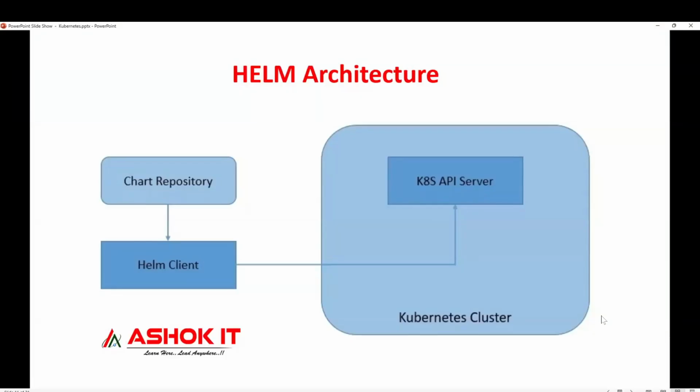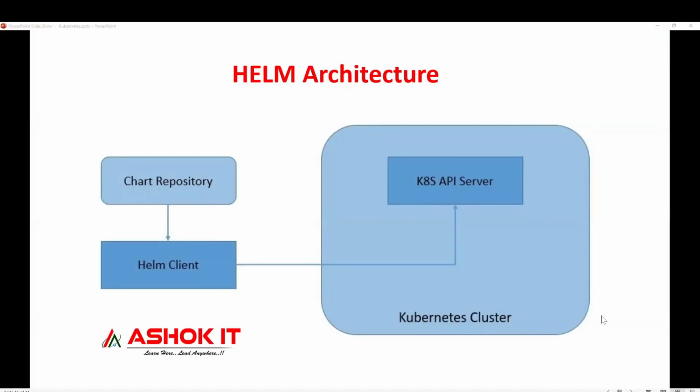The Helm client software is connected with the Kubernetes API server. Whenever we execute any YML file by using kubectl, the API server takes care of that request and stores it in etcd. Then the scheduler comes into the picture. All the process happens in the Kubernetes cluster. So here, the Helm chart repository will be available.